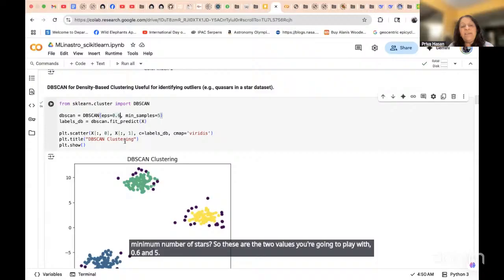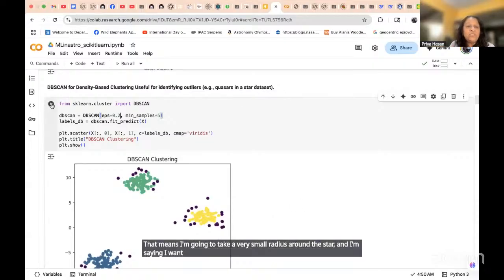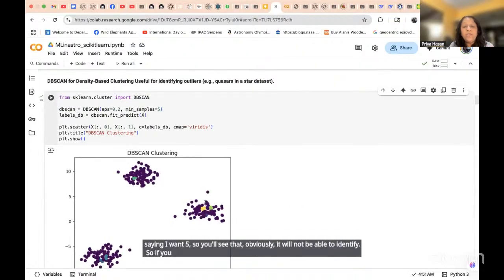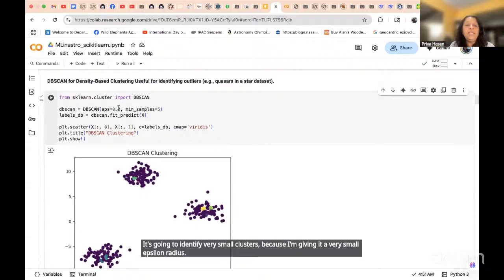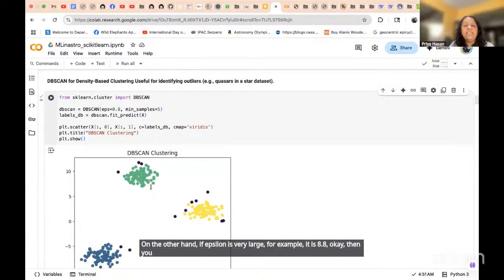You'll see that if I, for example, reduce the value of epsilon, that means I'm going to take a very small radius around a star, and I'm saying I want 5. So you'll see that obviously it will not be able to identify. If you see over here, it's going to identify very small clusters because I'm giving it a very small epsilon radius. On the other hand, if epsilon is very large, for example, it is 8.8, okay, then you can see that's good enough, it's working well over here.